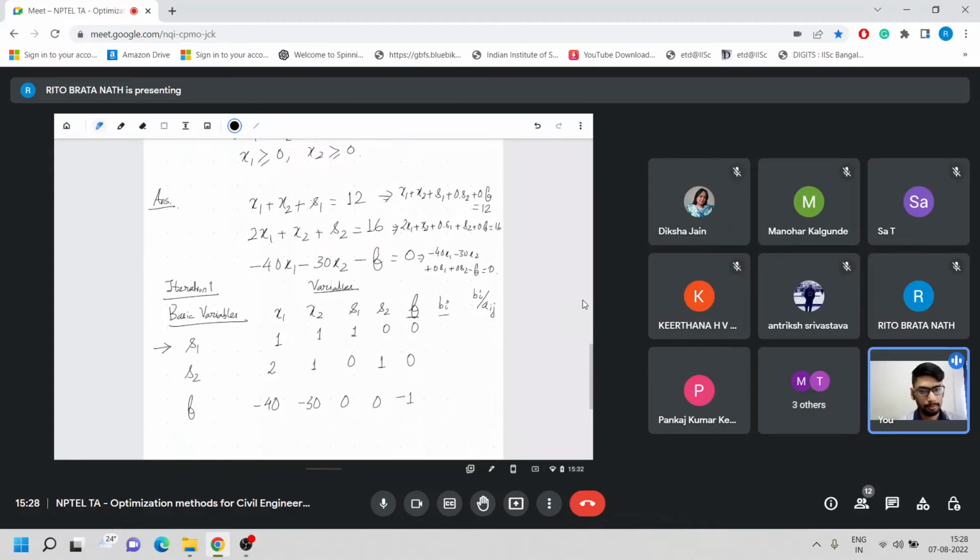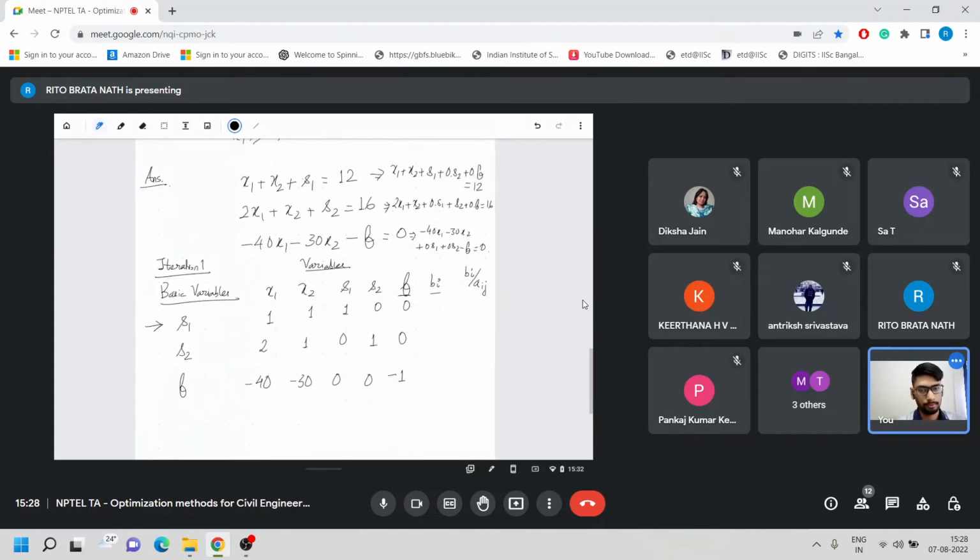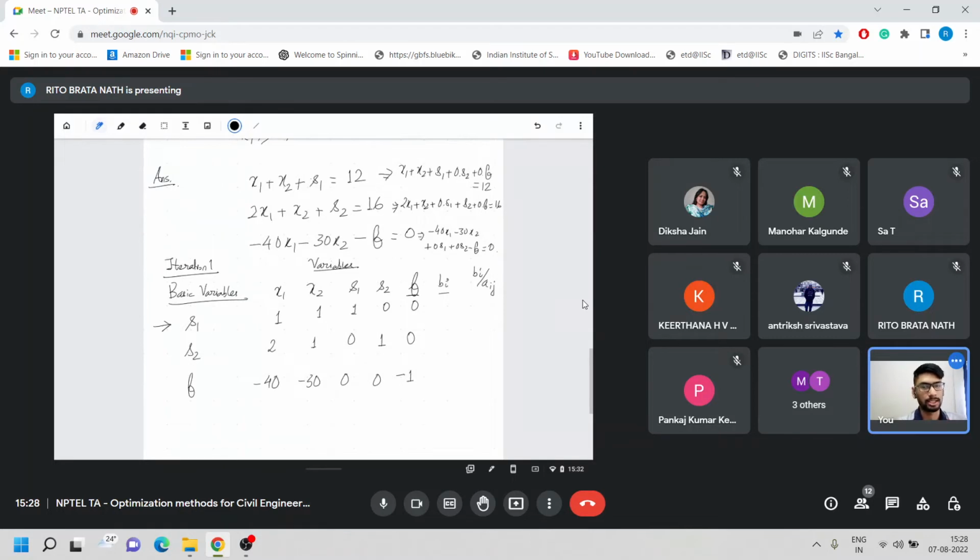Next, for bi, what will be the values in this column? Why is it minus 8? I think you guys have a lot of confusion regarding this. So what is bi? What do you mean by bi here? Can anybody tell me?